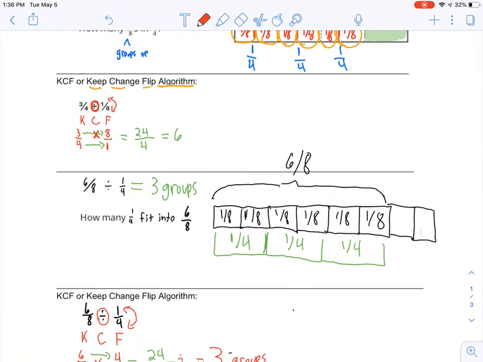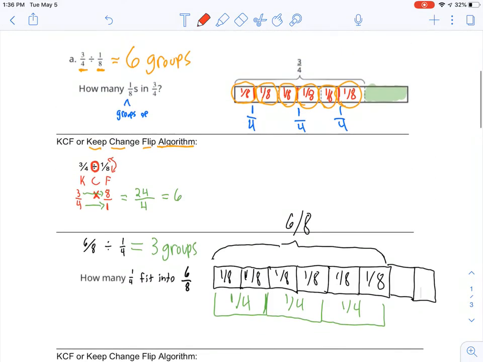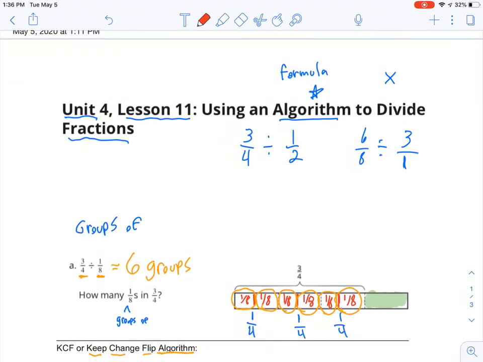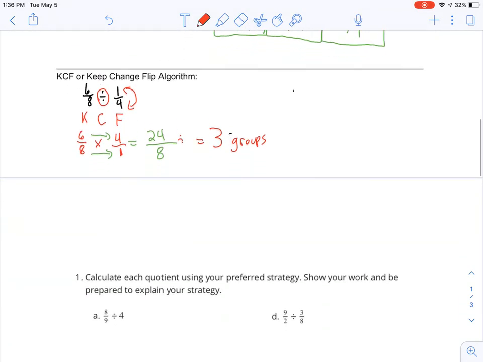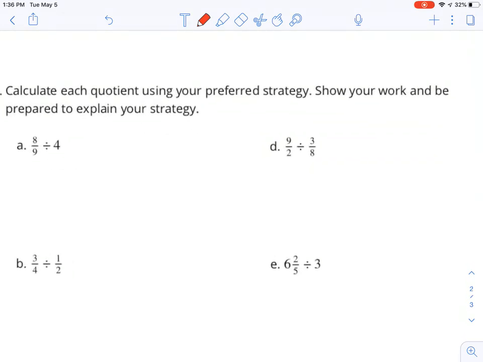Okay, so let's cross-reference. Yes, the diagram gave us 3 groups, and yes, we got 3 groups using the secret formula or algorithm. So now hopefully you can use this algorithm or secret formula to solve any division fraction situation. So you're going to get a chance to test out your secret formula on the equations below, okay? And always remember to keep, change, and flip.